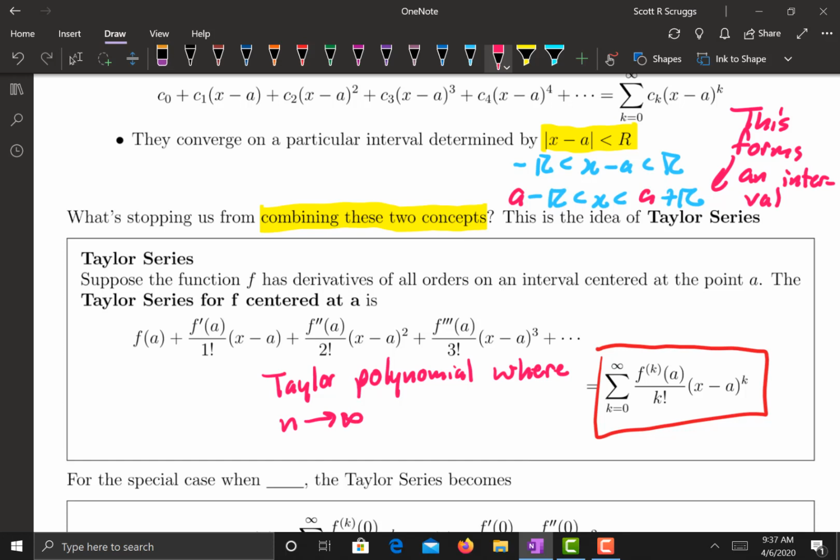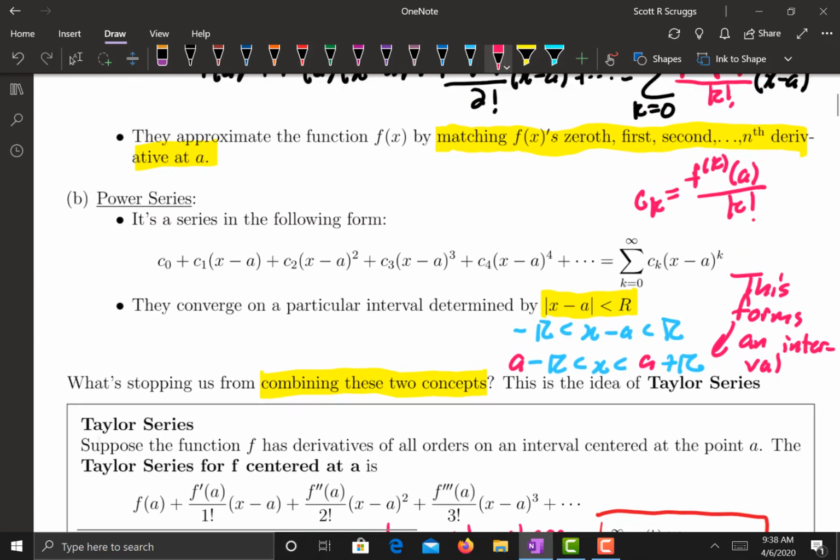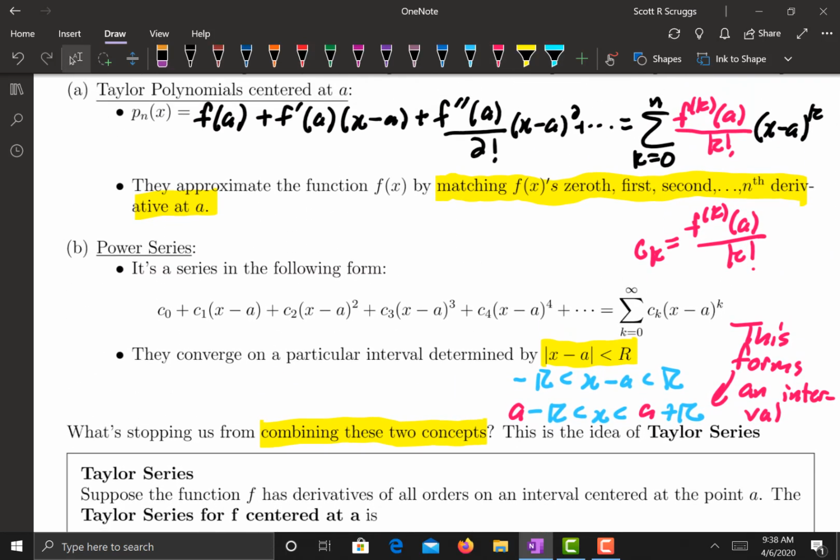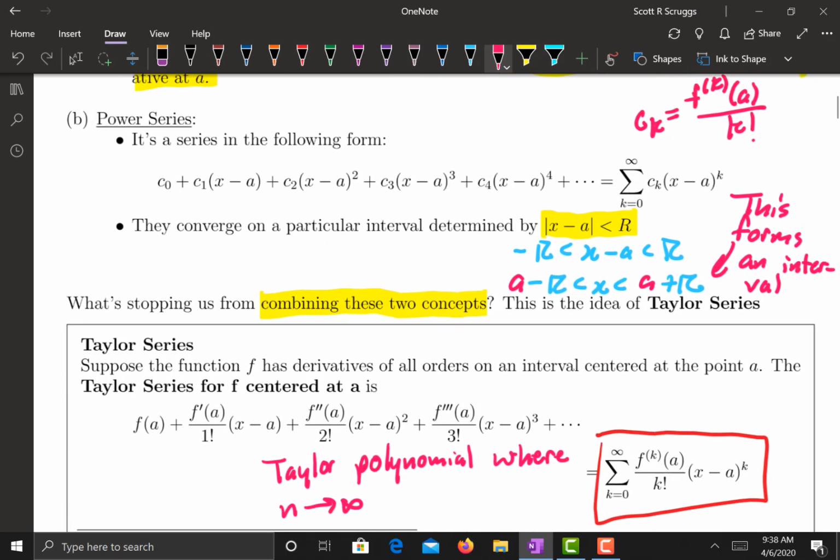Because if you recall from our original formula, that degree n goes at the top of my sum. The only main change I made from my formula for a Taylor polynomial to my formula for a Taylor series was, instead of writing n at the top of my series, I wrote infinity. That's all I did.